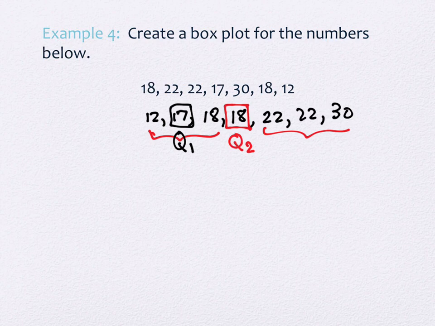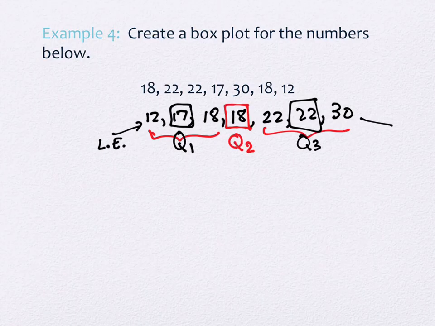And if I do the same thing on the upper part, what's my middle value? 22, the second 22, right? And so this one's Q3. Now, if I've listed them in order, like I just did, it's also very clear and easy to see that this is my lower extreme. And this one over here is my upper extreme. I'm just abbreviating. There's nothing special about me labeling them that way, but that's just a reference point for myself.